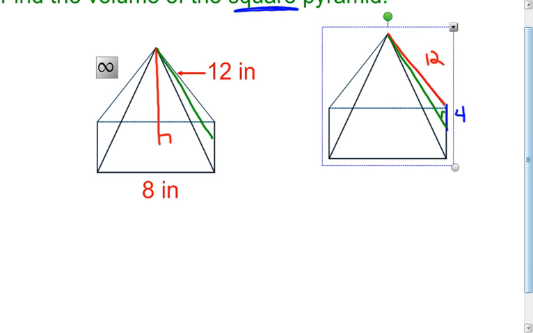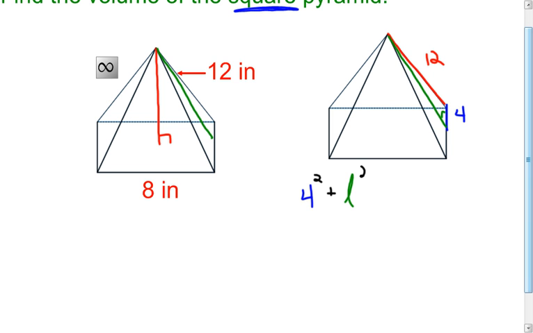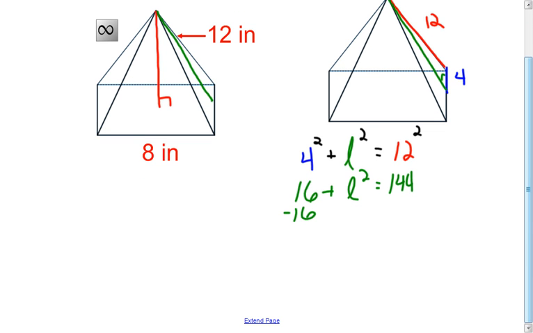So I'm going to use this picture to help me find the green slant height using the Pythagorean theorem. I'm going to have a squared plus, well, my slant height, I'll use L, squared, equal to the hypotenuse in this one, which would be 12 squared. As I solve this, we have 16 plus L squared equal to 144. Get rid of the 16, and I find that L squared is equal to 128.